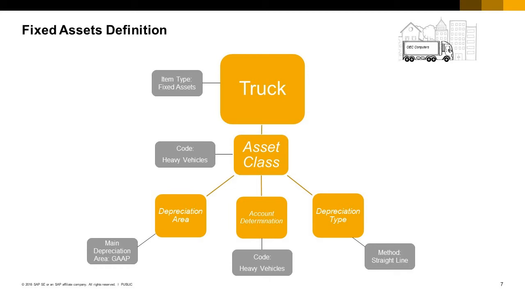The account determination definition enables the system to automatically select the relevant GL accounts for assets accounting. The depreciation type classifies the depreciation based on the reason for the value adjustment, including the option to define the method for the value calculation. In our example we choose the straight line method.